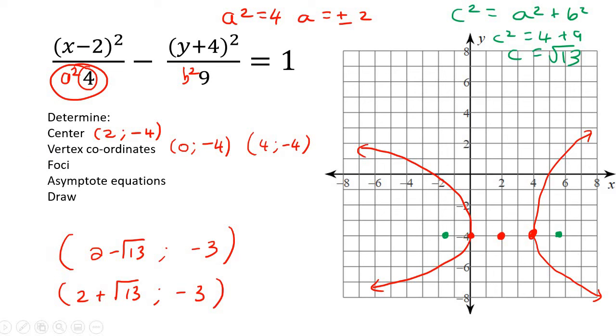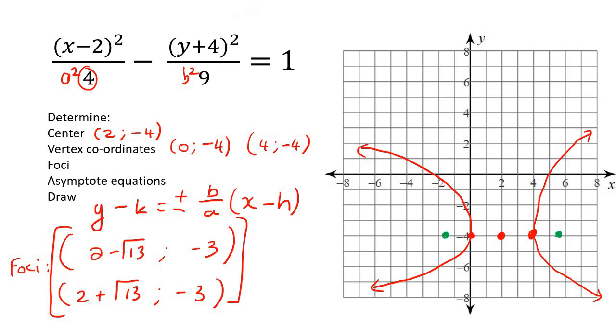And then to get the asymptote, we use this equation, y minus k equals. Now you're always going to use the letter with y. So that's b. And then a is the other one, and then x minus h. So let's rather write them up here. y minus k equals plus minus b over a, and then x minus h.